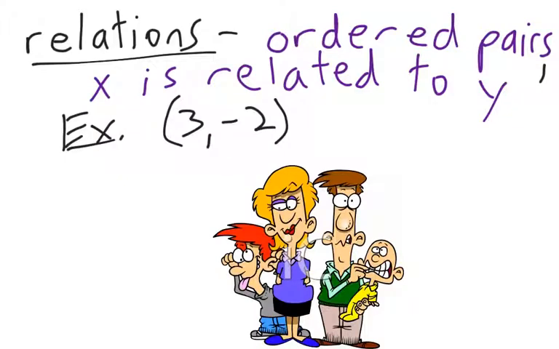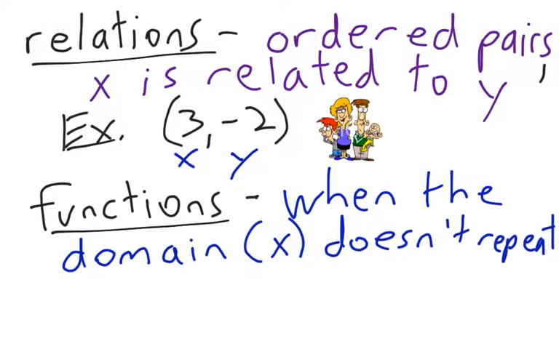So x is related to y, so look at our example, 3, -2. 3 represents our x, -2 represents our y. So if we're relating x to y to each other, it's always going to be a relation. So any graph that has ordered pairs, any set of ordered pairs is going to be a relation. Well, that's easy enough, but what about functions? So functions are when the domain or the x doesn't repeat.